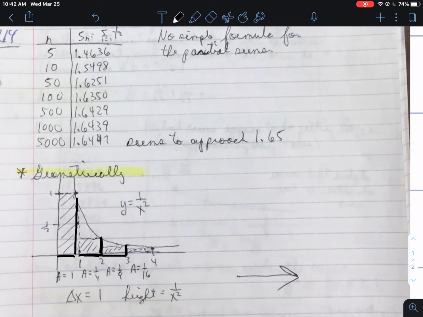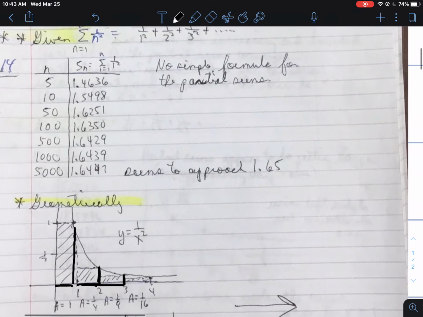Second rectangle, width is 1, height is 1 over 2 squared, or 1/4, so the area would be 1 times 1/4, or 1/4. The third rectangle has a width of 1, height of 1 over 3 squared, or 1/9. The area would be 1 times 1/9, or 1/9.